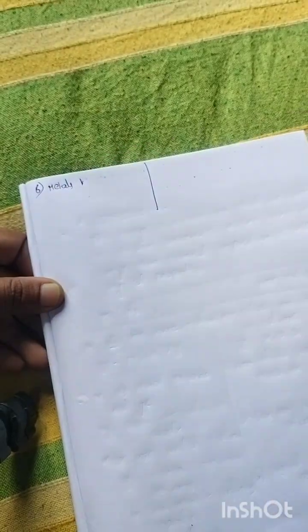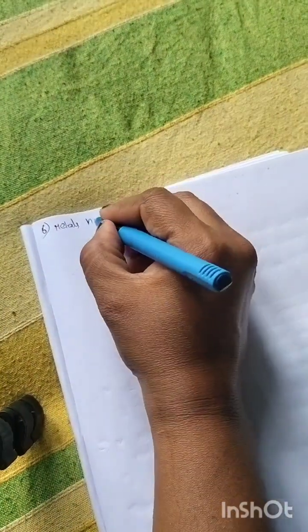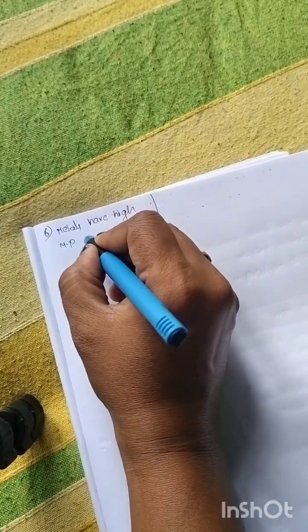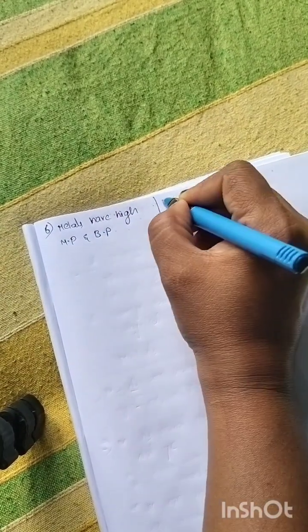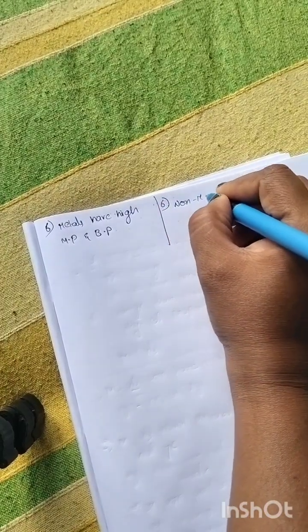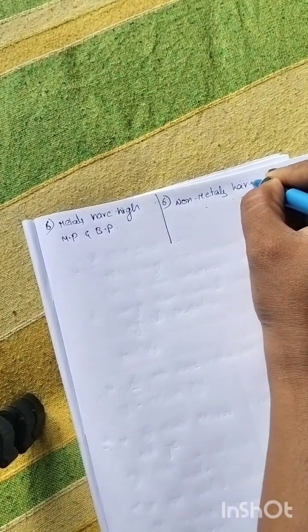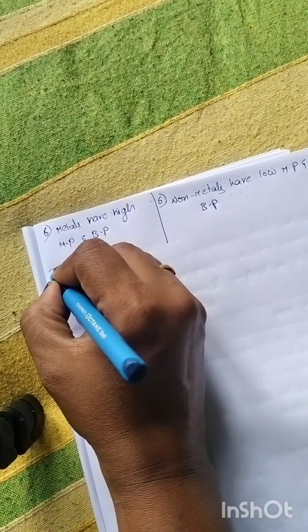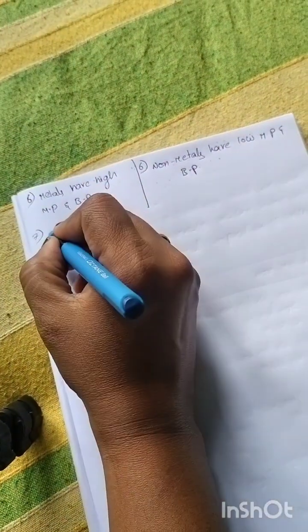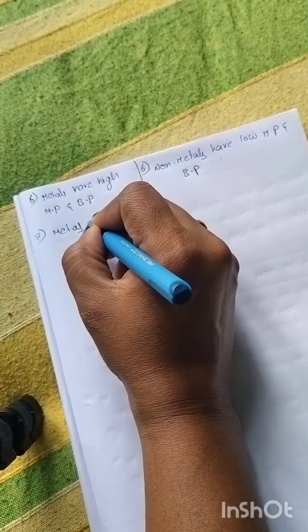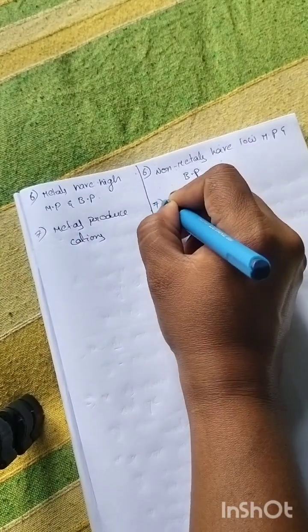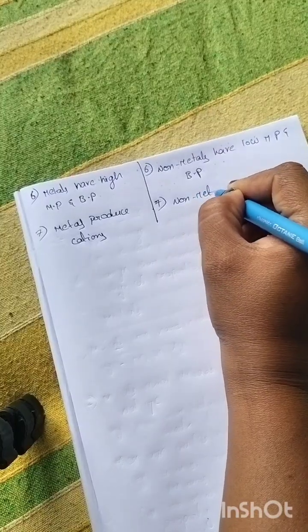Next, the sixth physical property is that metals have high melting and boiling points. Due to the hard nature of metals, they have high melting and boiling points. What is melting point? Melting point is the temperature at which a metal melts into liquid. Boiling point is the temperature at which a liquid is converted into gas. Non-metals have low melting and boiling points.